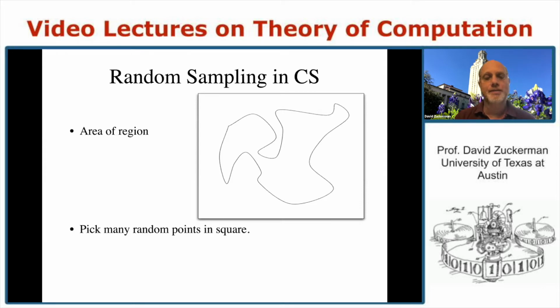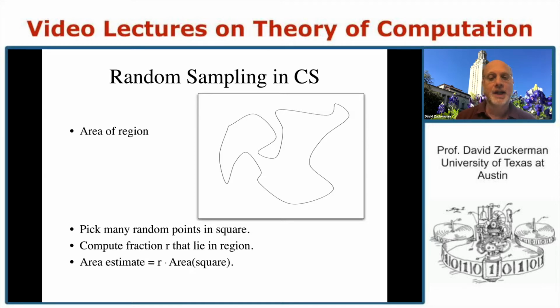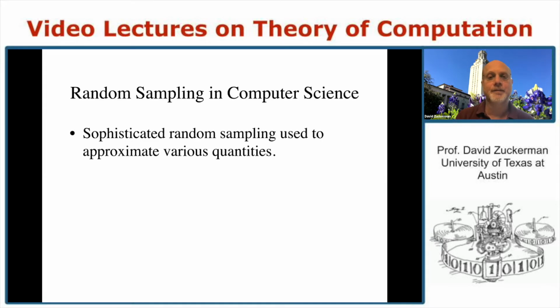Well, we can choose many random points in the square, and we can compute the fraction r of these random points that lie in the region. And we can take as our area estimate of the region r times the area of the square. This is very natural. And with high probability, it will give a good estimate. So this idea is used throughout computer science.